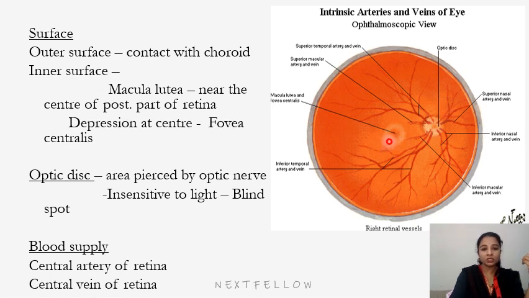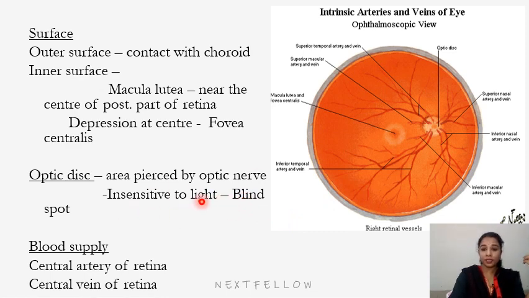And the depression within the center of the macula lutea is called as fovea centralis. Fovea centralis contains only the cones, and rod receptors are completely absent. Optic disc is the area where the optic nerve pierces the sclera, and it is insensitive to light because it does not have any kind of receptors. So it is called physiological blind spot.